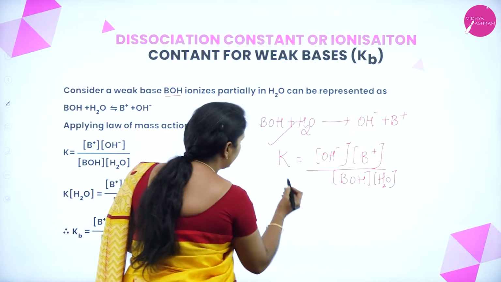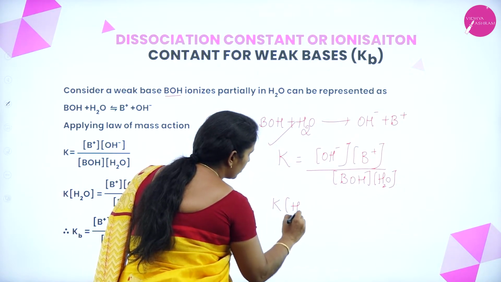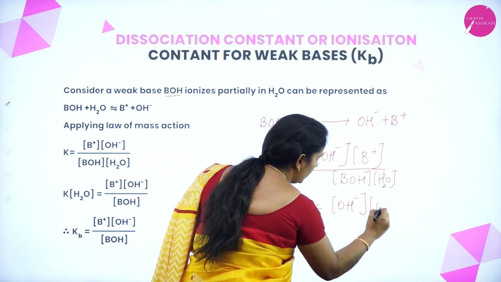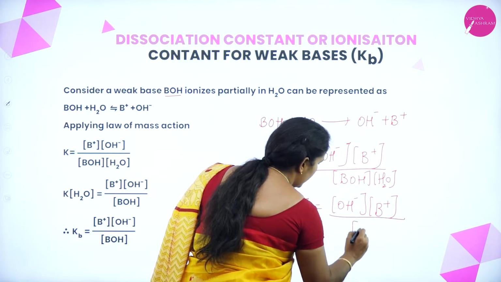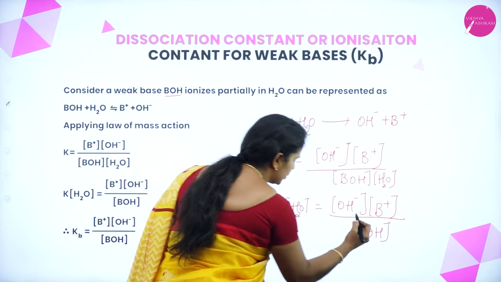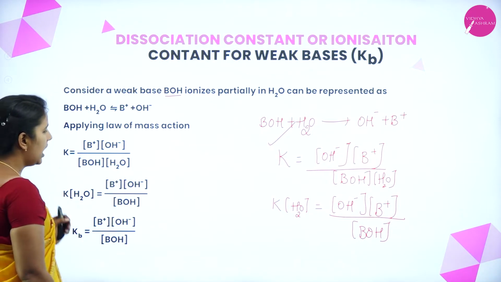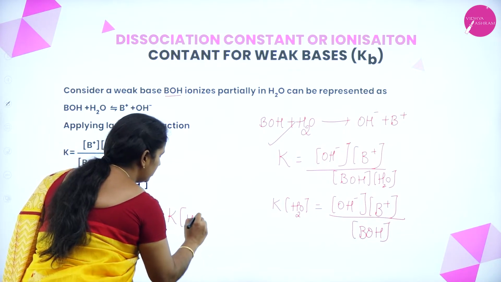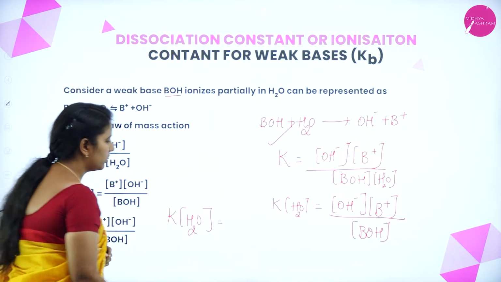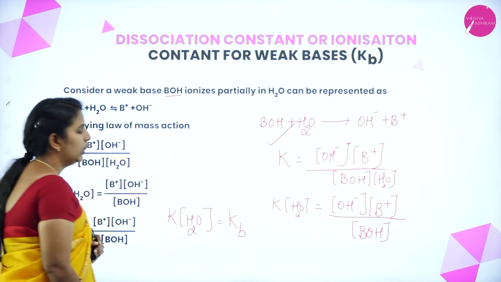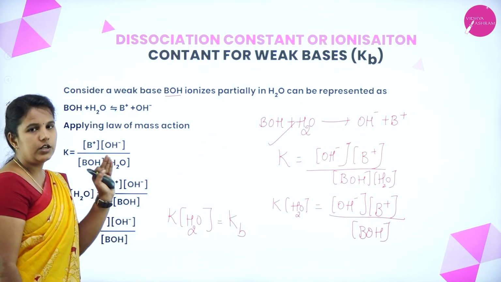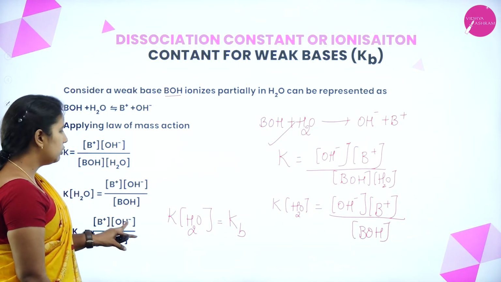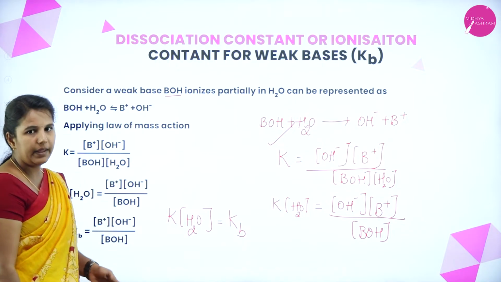Now what will I do? I will take the molar concentration of the water outside, and the remaining is the molar concentration of the hydroxyl ion into molar concentration of B plus divided by BOH. Now I call the equilibrium constant K into molar concentration of the water equal to Kb, which is nothing but the dissociation constant of the weak base. So Kb is equal to B plus into OH minus ion divided by BOH.